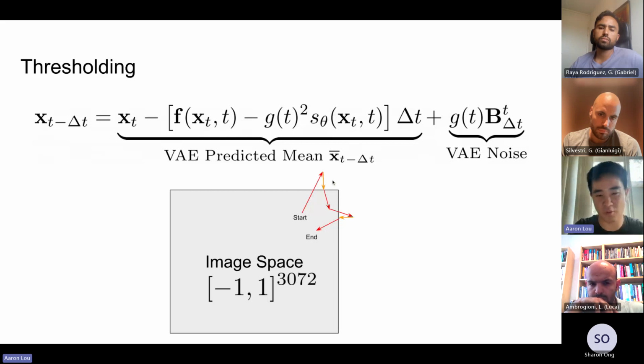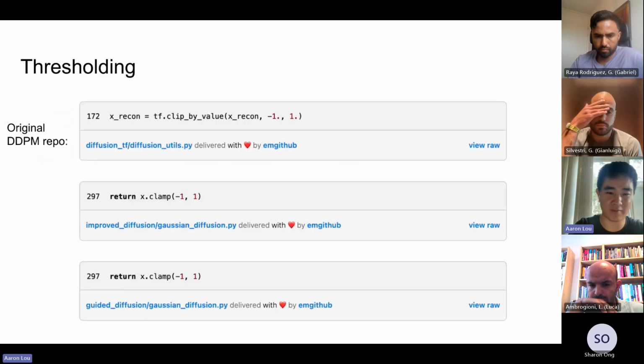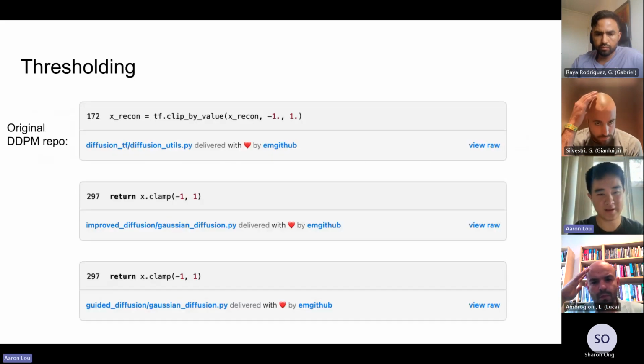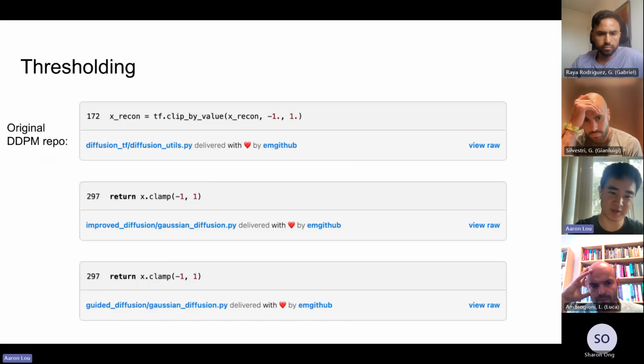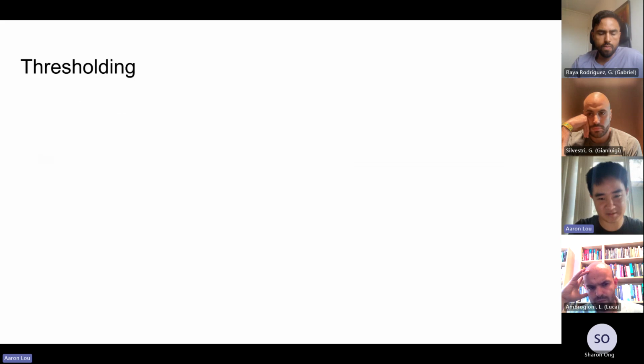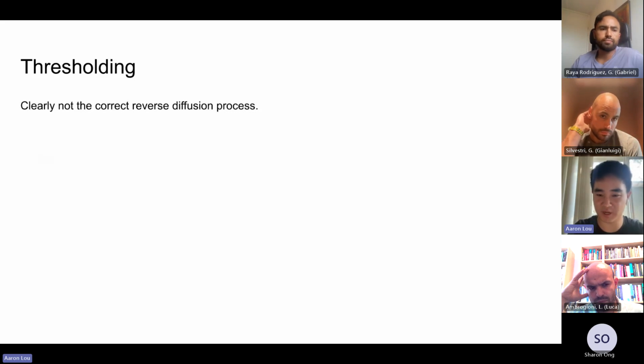So normally this would be a divergent sample, but if we just do the step and clip, or step and project, I guess, we end up inside the image space, and this generally tends to improve results. In particular, you can find many implementations of this thresholding trick in a lot of previous work. These are some of the major diffusion GitHub repositories. As you can clearly see, all of these clip to -1 to 1, and this is done after each step. And as promised, this is clearly not the correct thing to do. This is not the right reverse diffusion process.